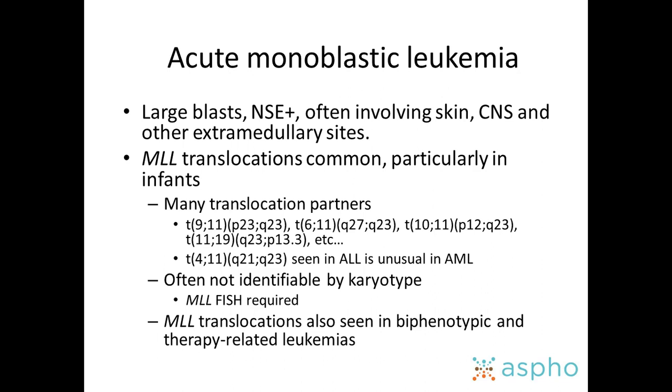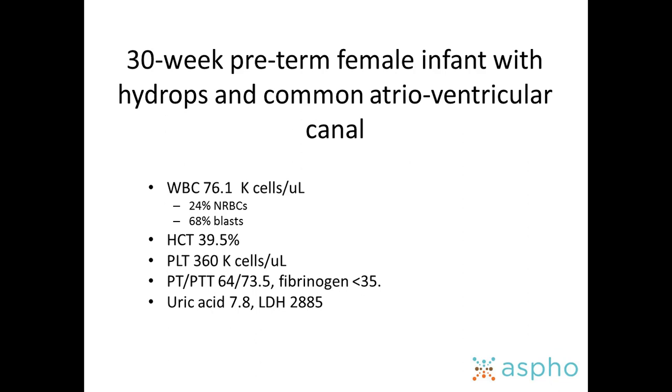There are many translocation partners, chromosomes 9 and 6 being the most common partners. But chromosome 4, which is most prevalent in infant ALL, is actually relatively low down on the list. As I've said several times, this often requires FISH to identify the translocations. It should also be noted that MLL translocations are also seen in biphenotypic leukemias and in therapy-related leukemias in older age populations.